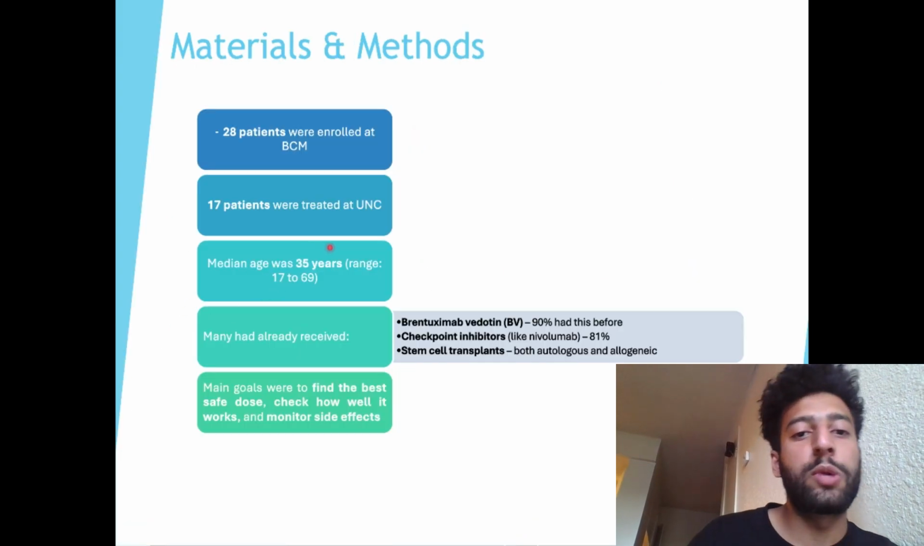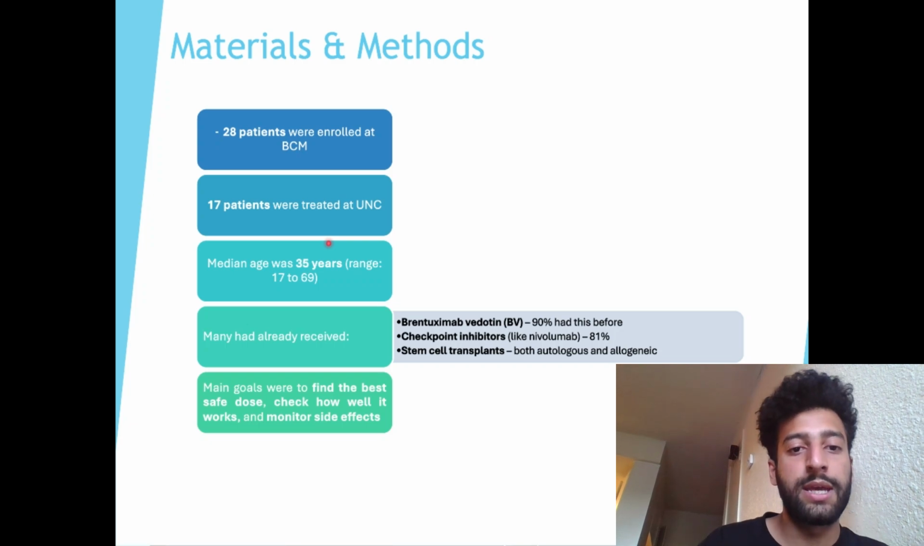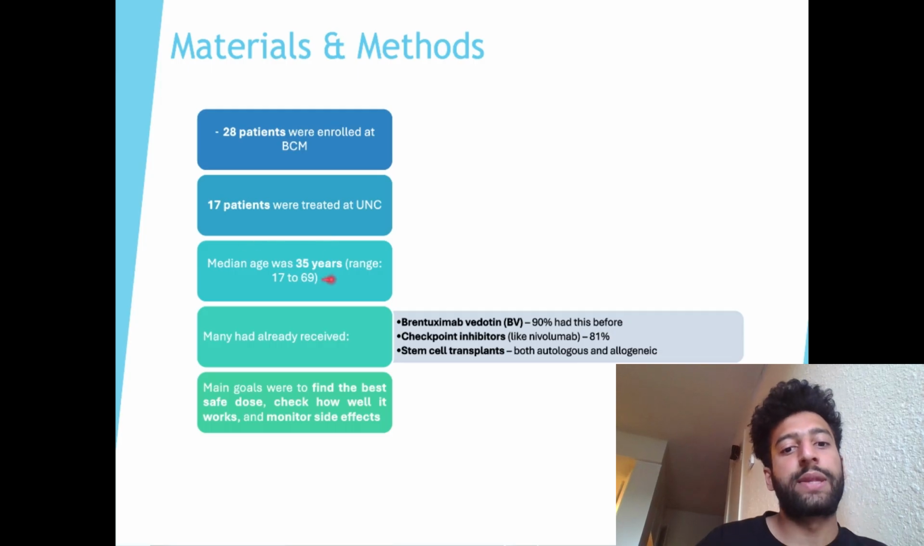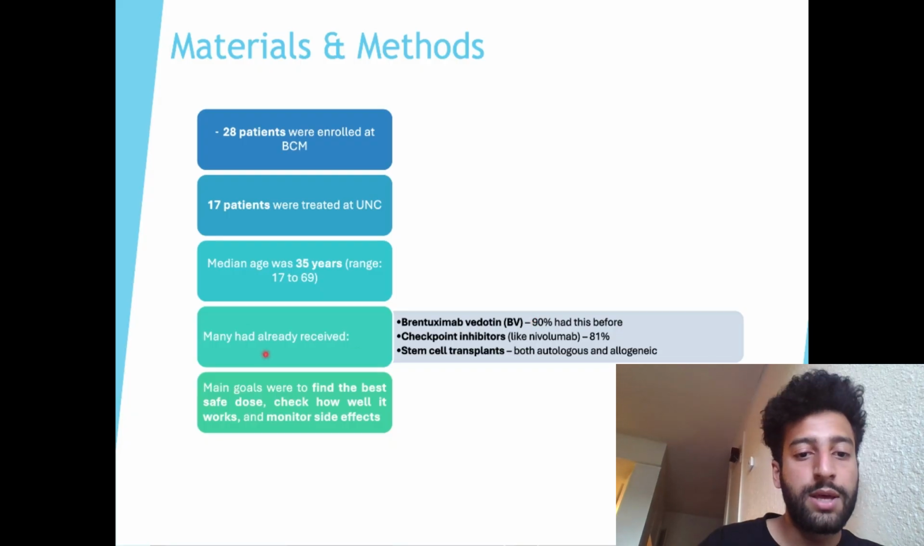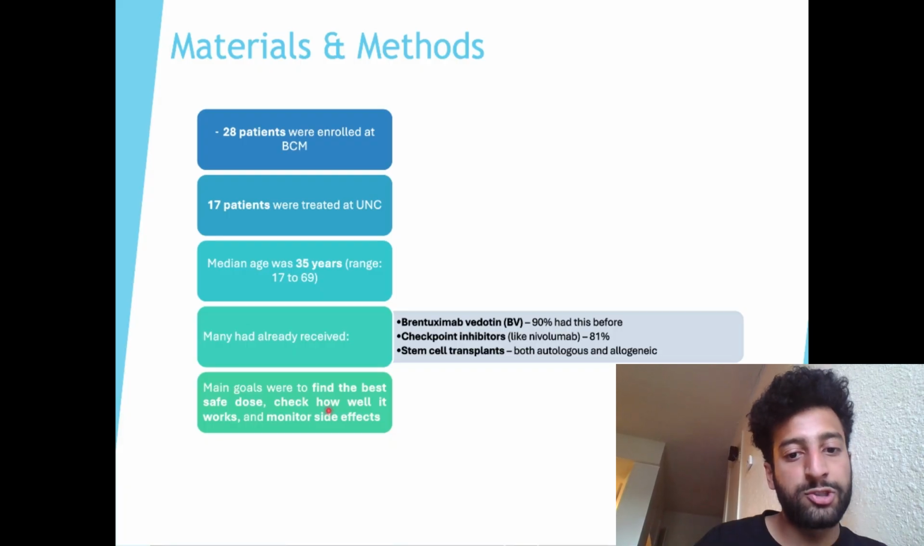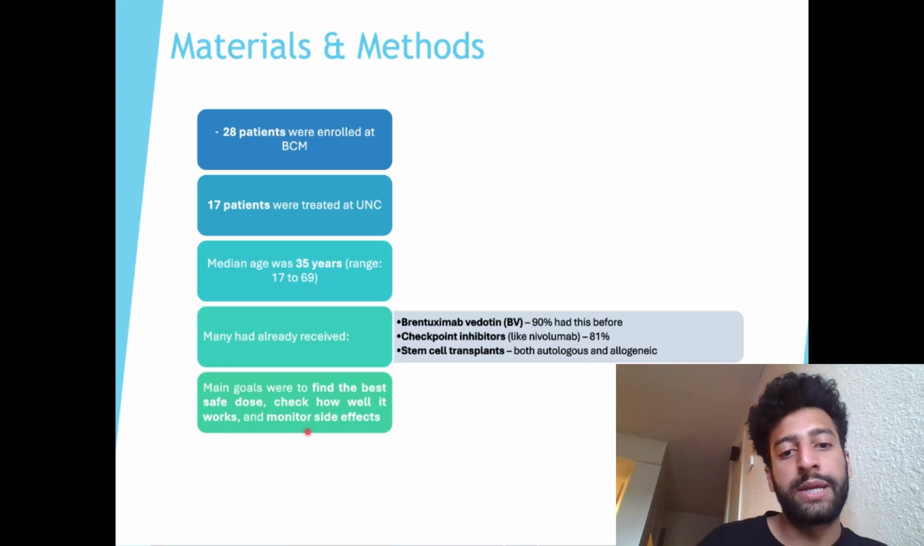Okay, now let's talk about the materials and methods used in the study. 28 patients were enrolled at Baylor College of Medicine, and 17 patients at UNC. The age range was 35 to 17 years old. Those patients had already been receiving drugs and stem cell transplant, as I already mentioned. The main goal was to find the best safe dose, check how the safe dose works, and also monitor side effects.